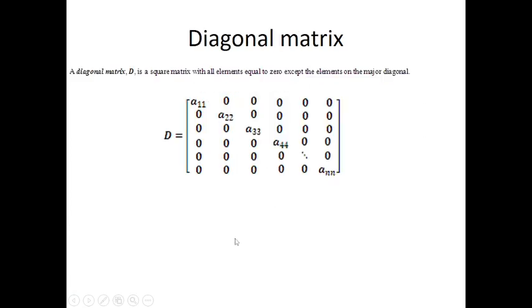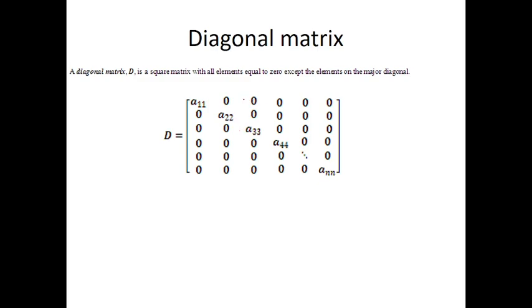So then we have the diagonal matrix. A diagonal matrix D is a square matrix with all elements equal to 0 except the elements in the major diagonal. As you notice, all the elements above and below the major diagonal are all 0. Therefore, we can classify this as a diagonal matrix.